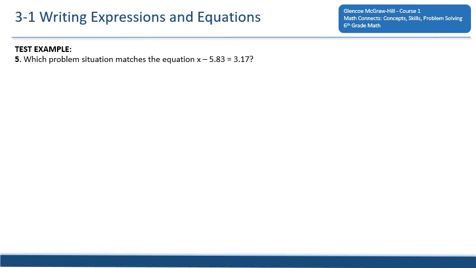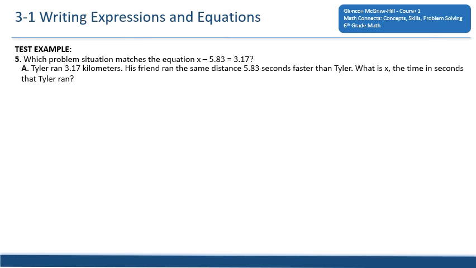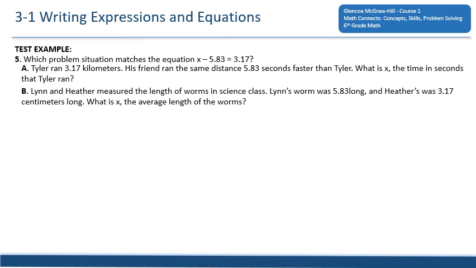Okay, so test example. Which problem situation matches the equation x minus 5.83 equals 3.17? A. Tyler ran 3.17 kilometers. His friend ran the same distance 5.83 seconds faster than Tyler. What is x, the time in seconds that Tyler ran? B. Lynn and Heather measured the length of worms in science class. Lynn's worm was 5.83 centimeters long, and Heather's was 3.17 centimeters long. What is x, the average length of the worms?